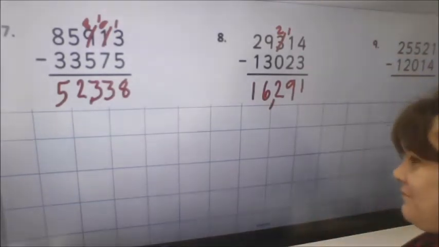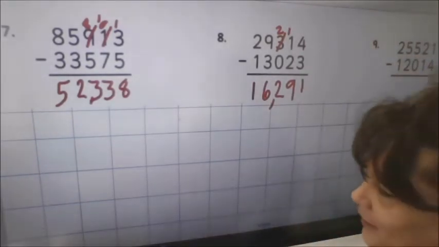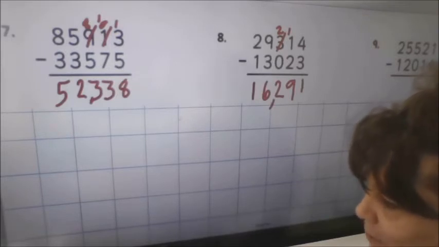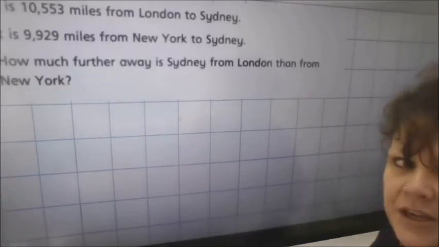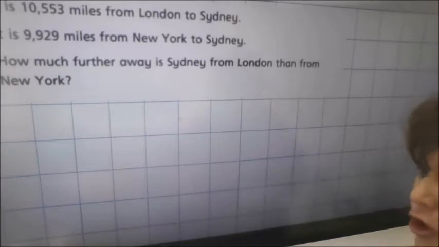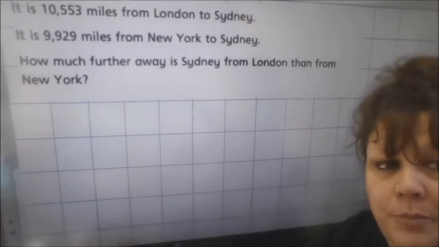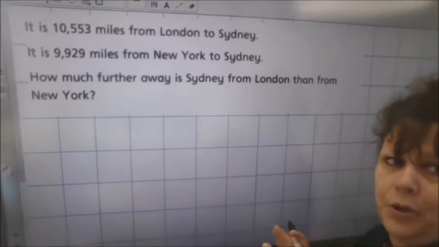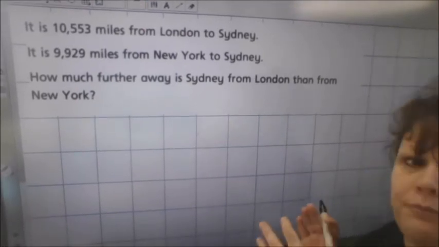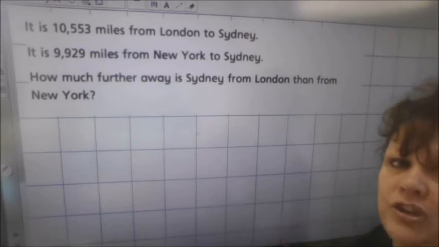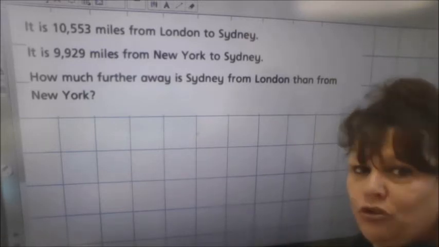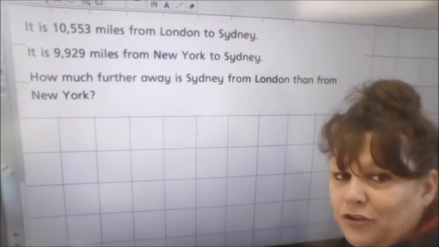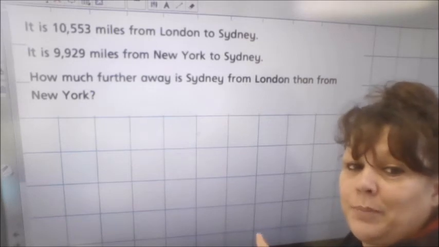So we are now going to have a little look at some problems. Because it's great being able to use column subtraction, but we need to really be able to solve problems and use it in context. It'd be great if it was just all straightforward column subtraction, but it isn't. Sometimes we have to do a little bit of thinking.